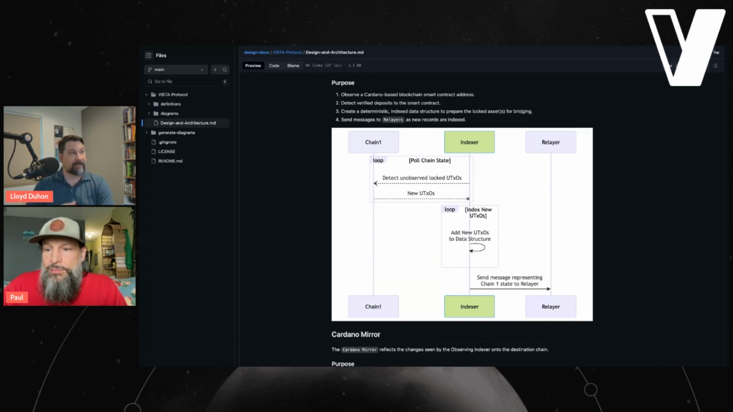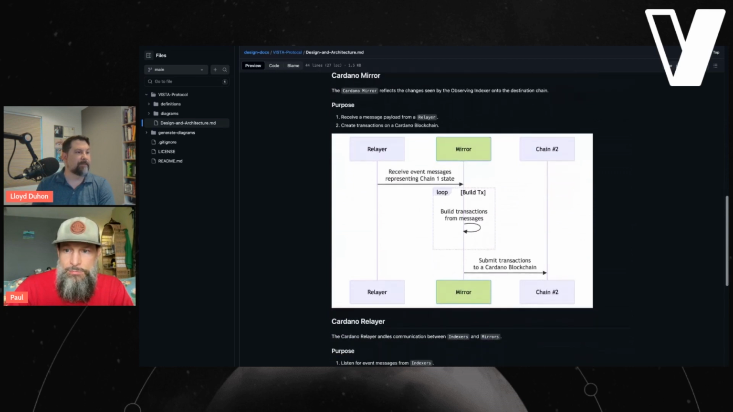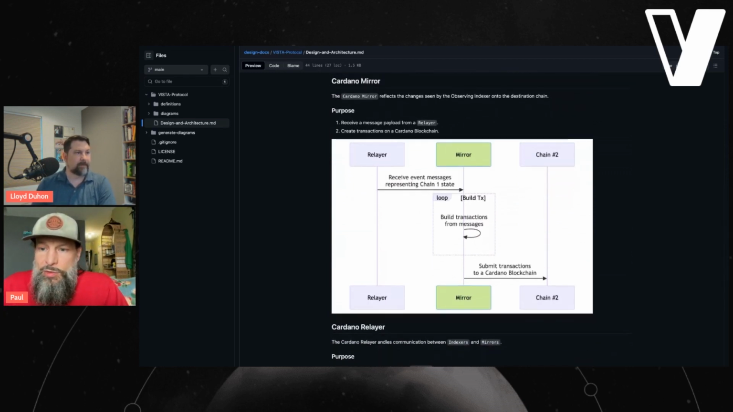Okay, perfect. And so I see the next thing we have in the documentation is the Cardano mirror. So tell me a little bit, what purpose does the mirror serve? So the mirror sits on, you could say, the other side of the middleware layer from the indexer. That is, it's looking to write transactions to chain number two. And those transactions, in a nutshell, are representative of that data structure that's being built by the indexer.